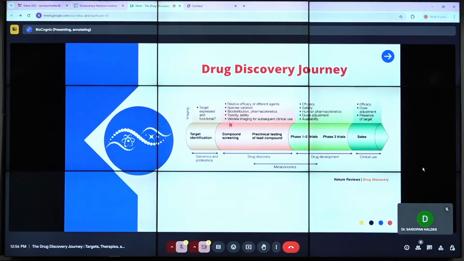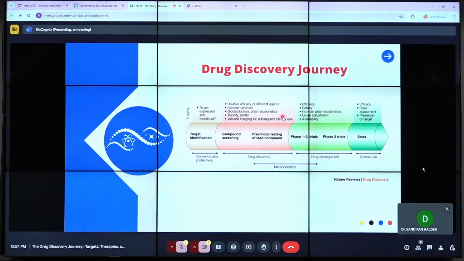And then we focus on compound screening. Once you identify the target, the next important thing is how you target it. What you target it with is usually a small molecule, but not always. Sometimes we go with a macromolecule also, sometimes a peptide, sometimes peptidomimetics. But in general, the compound, or the drug, usually means a small molecule, a chemical substance, but not always.